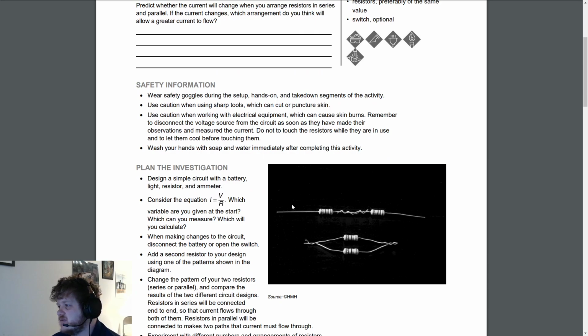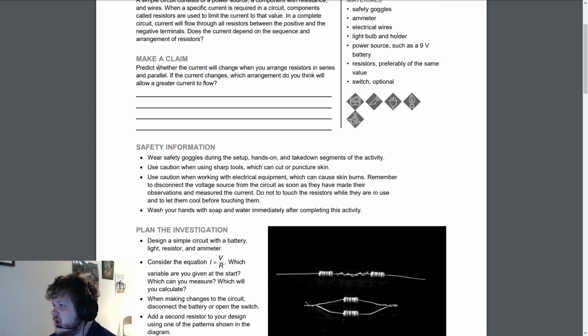The difference between series and parallel: when they're in series, they come one right after each other, and when they're in parallel, they're like rungs on a ladder, parallel to each other. So you're going to predict whether the current will change when you arrange a resistor in series and in parallel.